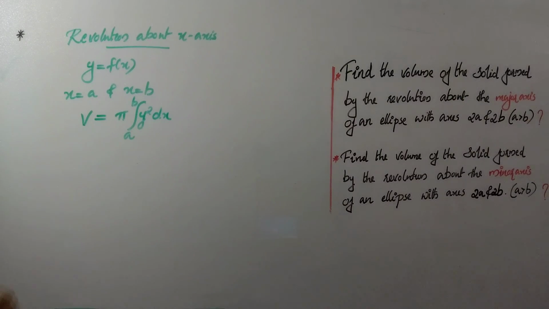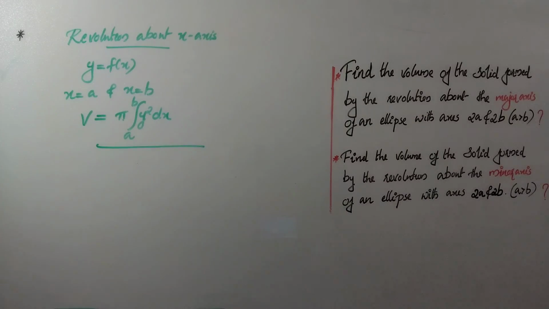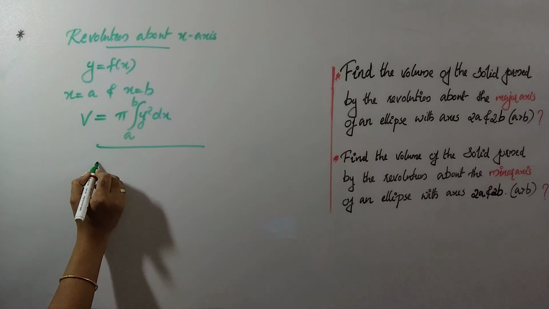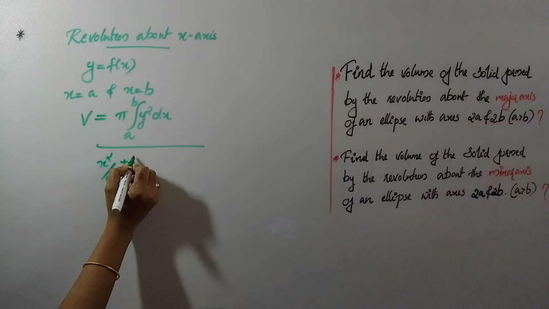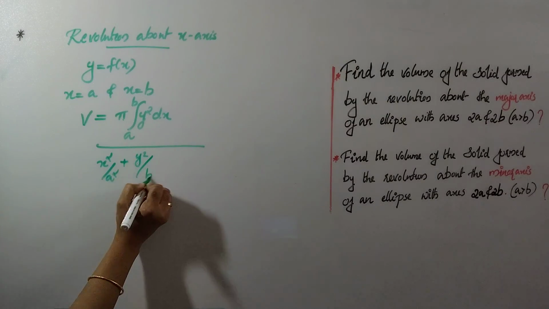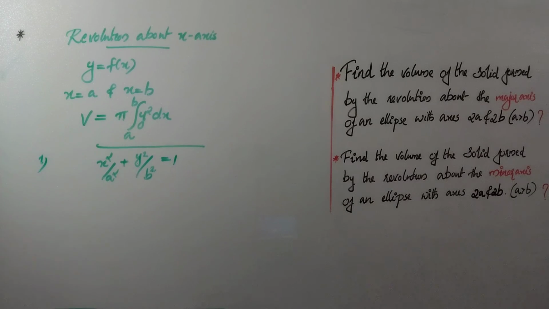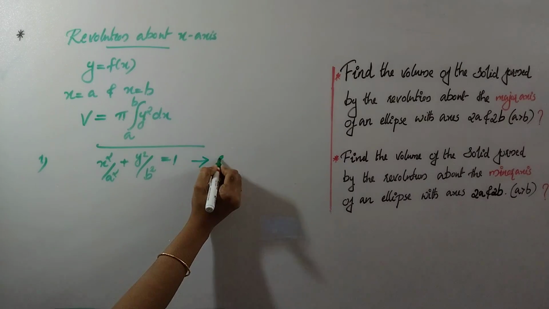Now this is the general formula to find the volume of solid of revolution, and the equation of ellipse is x square divided by a square plus y square divided by b square is equal to 1. I am solving the first question.